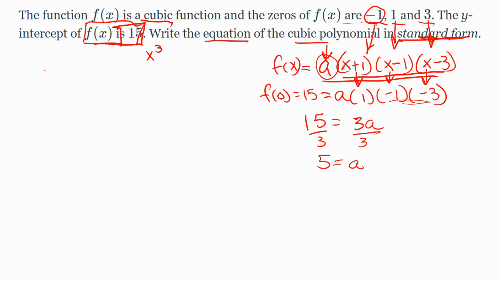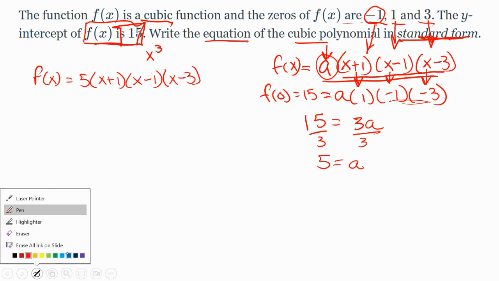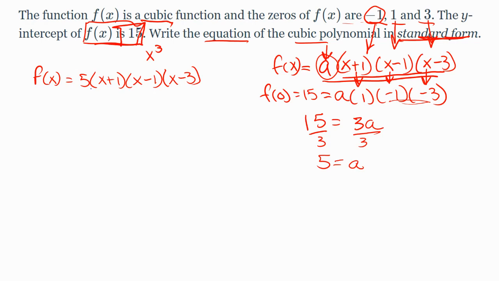I'll have it in factored form. So f of x is equal to 5 times x plus 1 times x minus 1 times x minus 3. All I have to do to complete this problem is write that into standard form. So I need to multiply this out and distribute. Now, the nice thing about this problem is that these are conjugates. Whenever I multiply conjugates, it will produce a difference of squares. This will just be x squared minus 1.